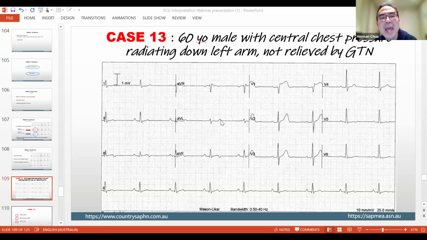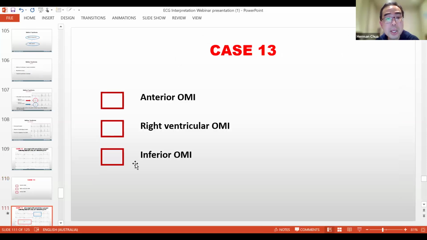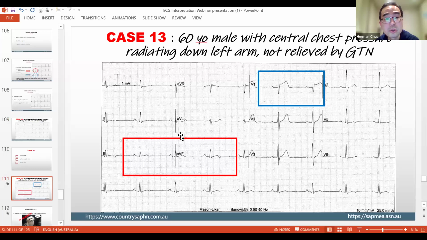Look at how saggy the ST segment is in this AVL as well. So I think there's actually reciprocal change as well, okay? So in the context of what we talked about, ST elevation in V1 in the context of inferior change, what is it again? A right ventricular. Okay, so this is actually a right ventricular. So you've got this change in the inferior as well as this change in lead V1.